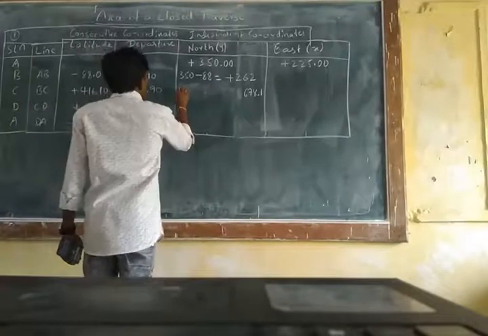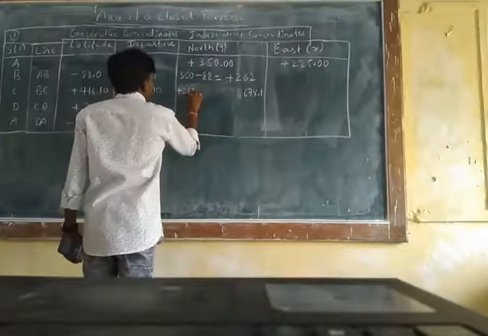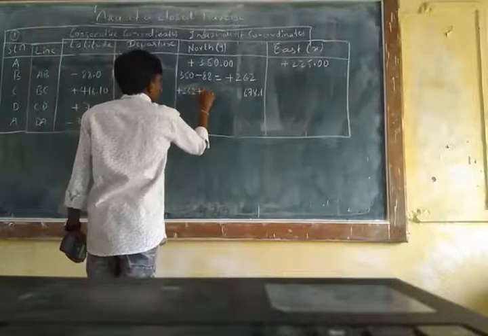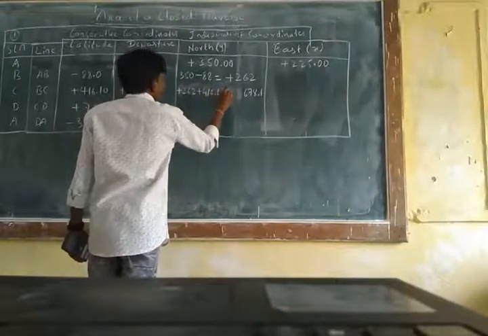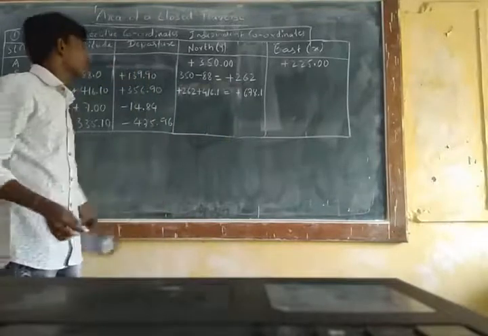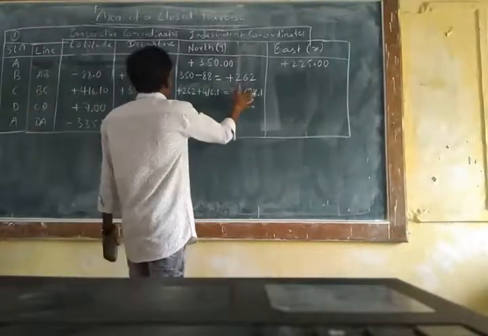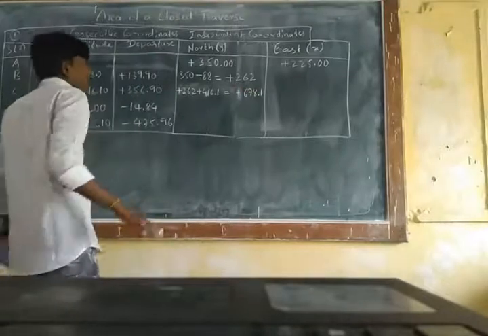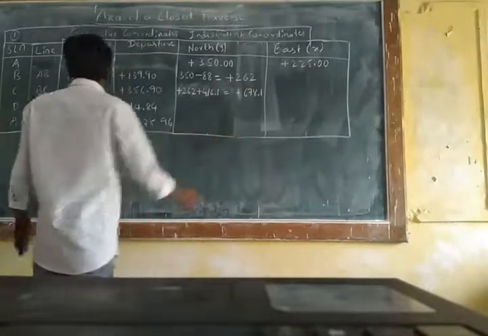So plus 262 plus 416.1, that is equal to plus 678.1. So that is the y coordinate for the line BC. Now let's move to the next line CD.